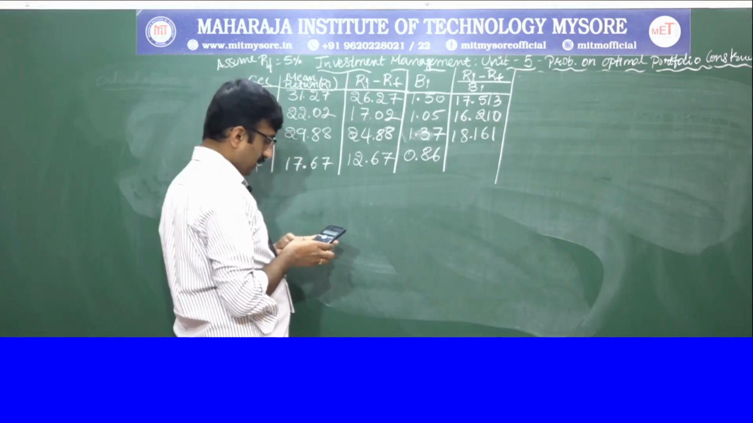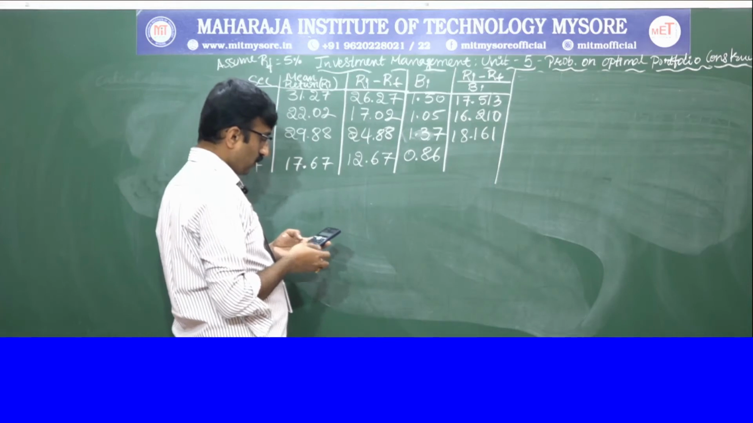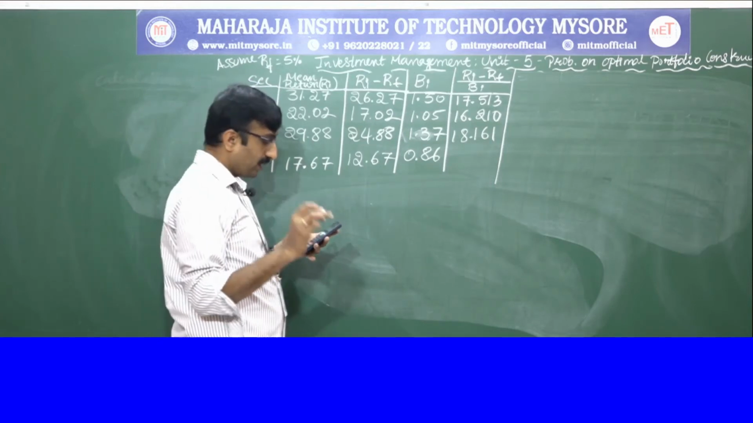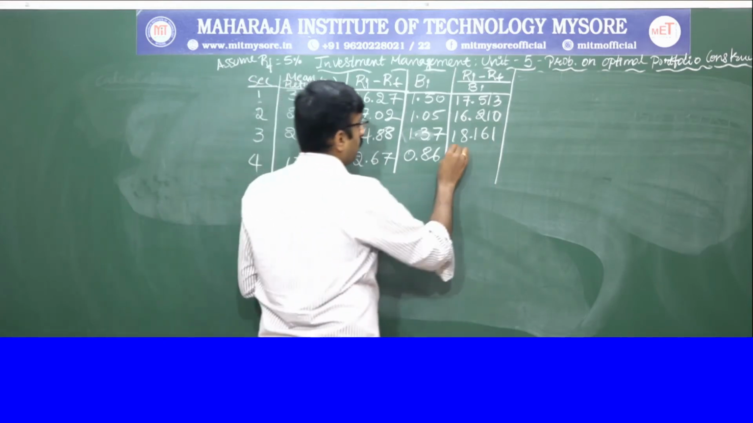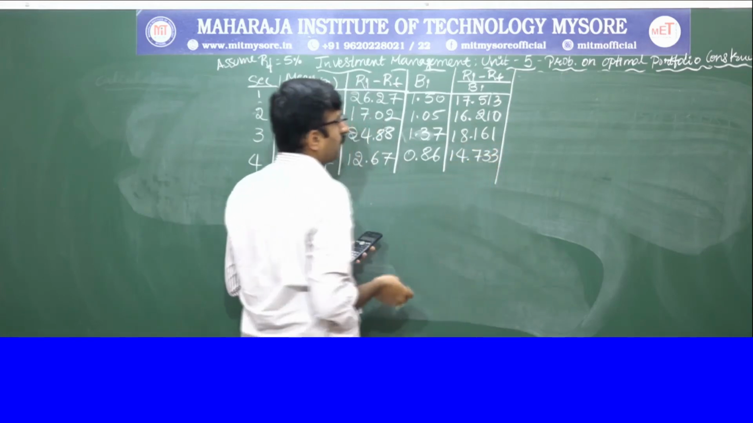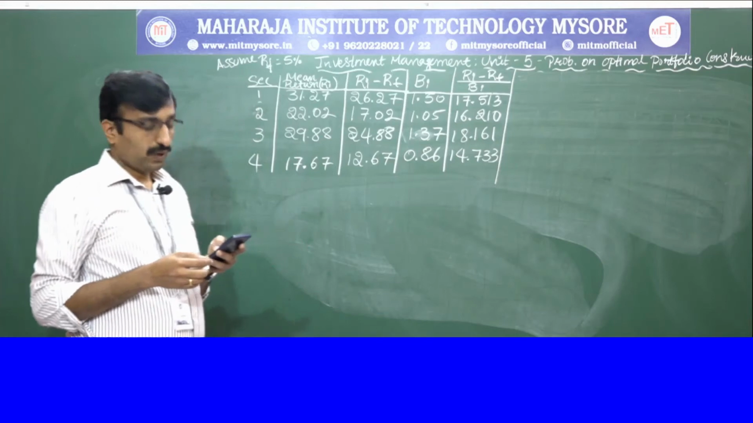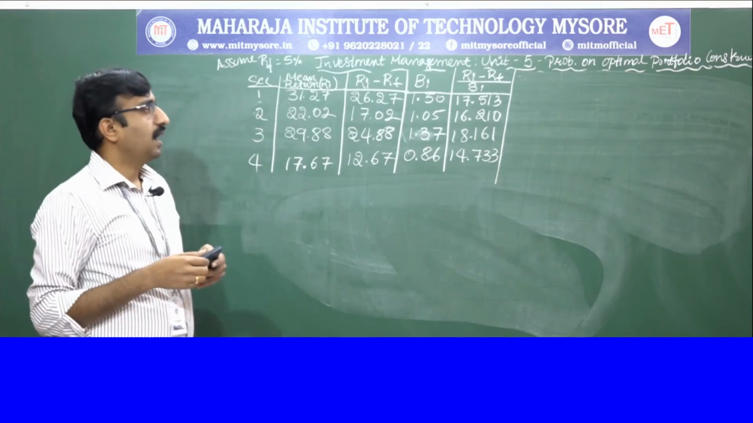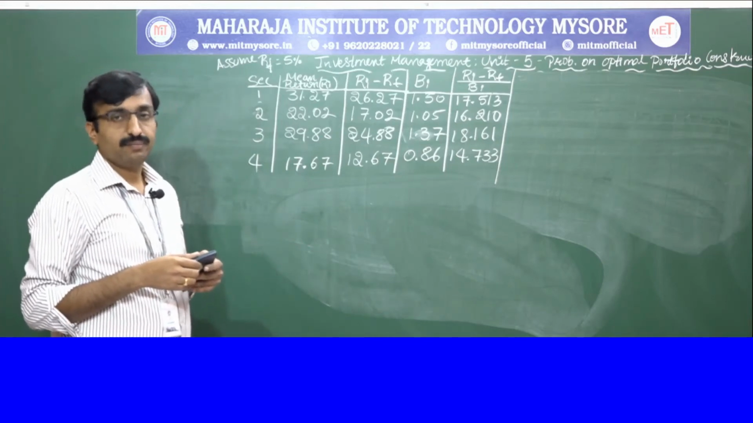Then 12.67 divided by 0.86. If you do, you will get 14.733 approximately. Okay, this is called as Ri minus Rf divided by beta.